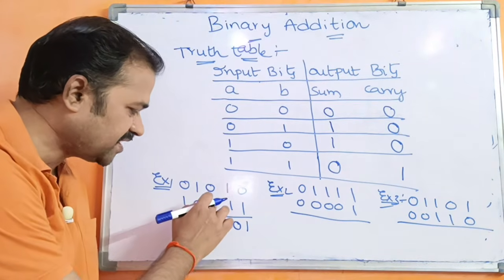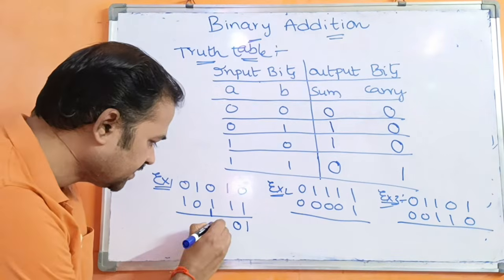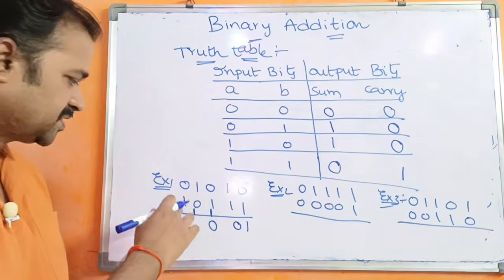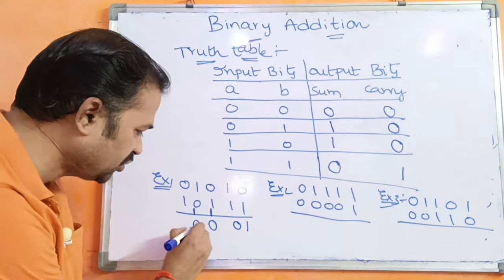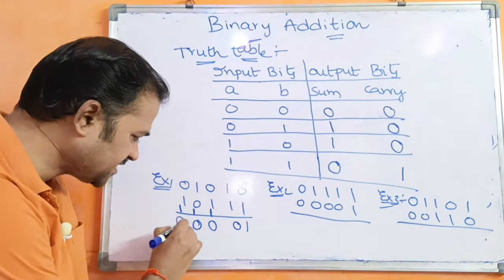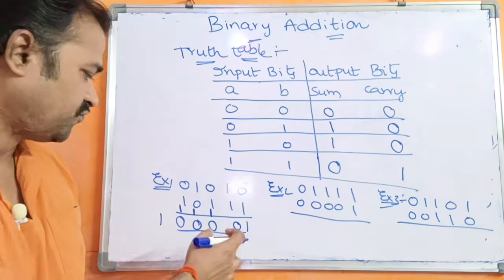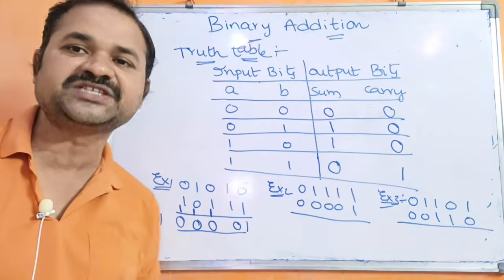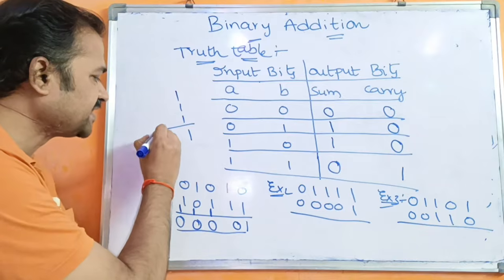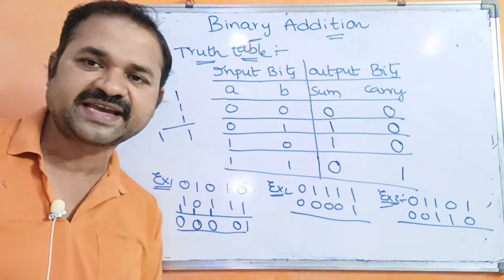0 plus 1, 1 plus 1. So 1 plus 1 means 0, and we have to write the carry in its left bit position. Next here we have 1 plus 1, which means 0 with a carry 1. So here the result is 4 zeros and 1, whereas the carry is 1. If we add 3 ones, then the sum is 1, whereas the carry is 1.